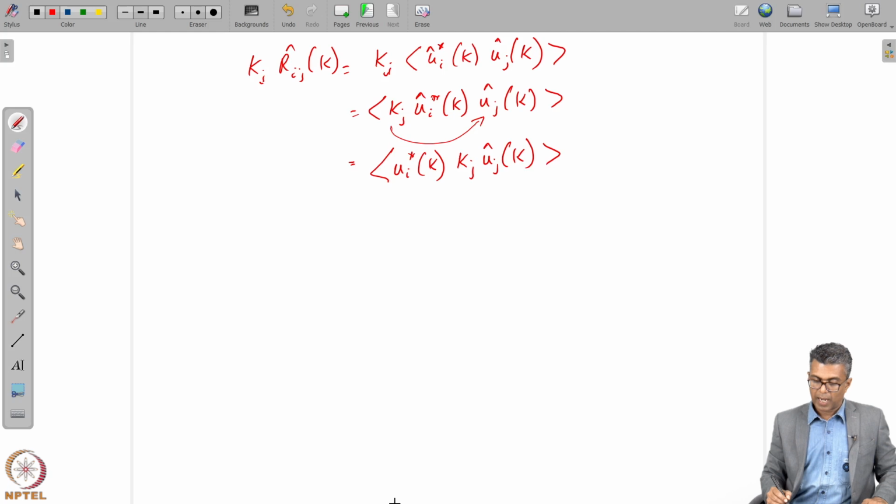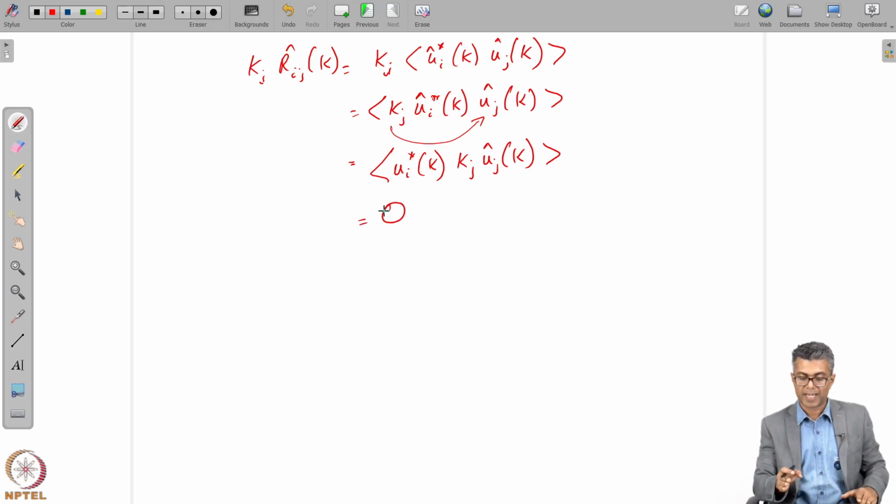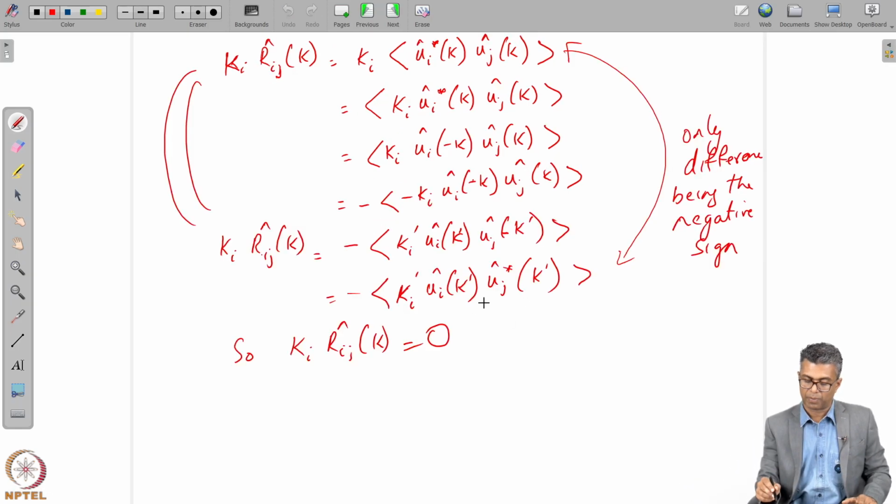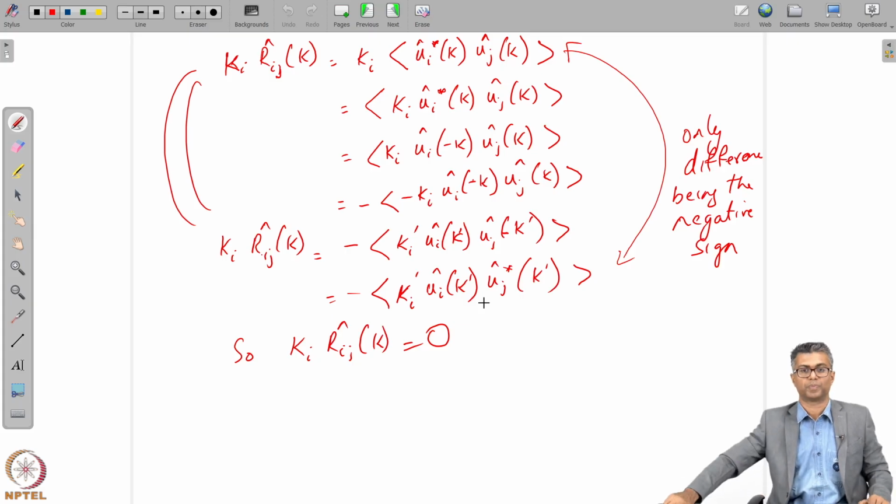And look at this. This is going to be 0, because this is kappa j uj, right? Kappa j uj of kappa. So then this is going to be 0 again, because it's the same as what I saw previously. It's basically the same thing as what I had previously. That means it is going to be equal to 0.